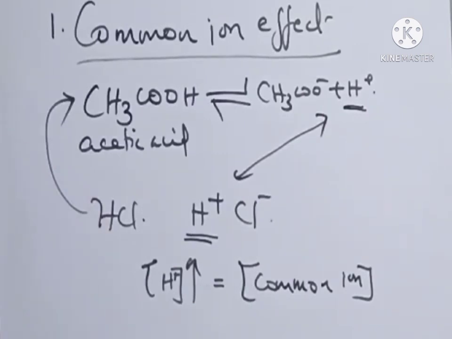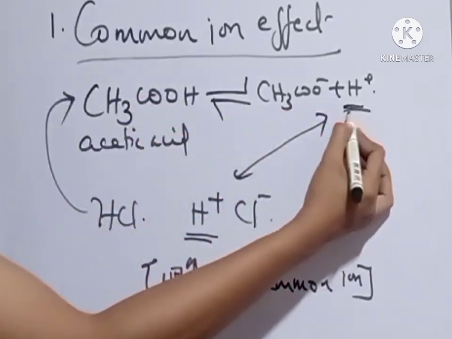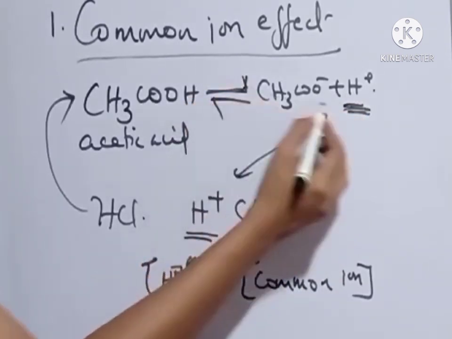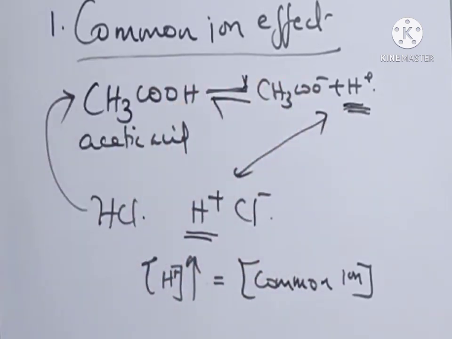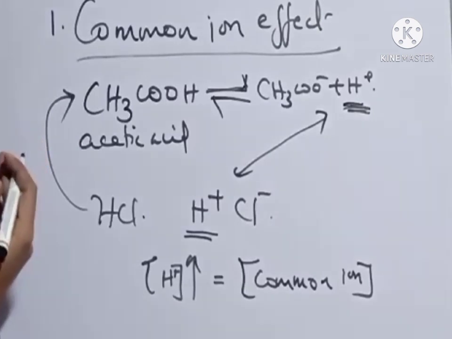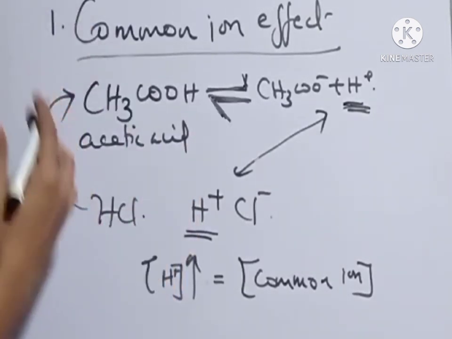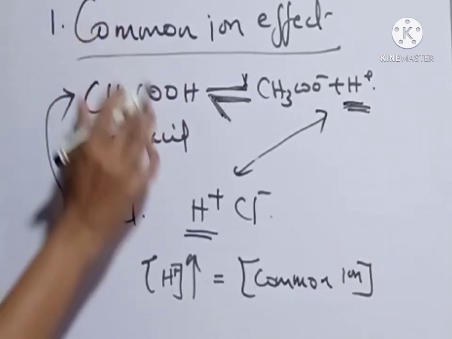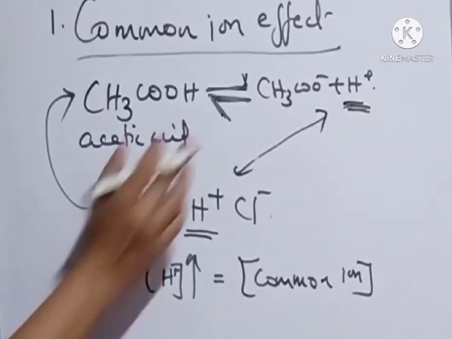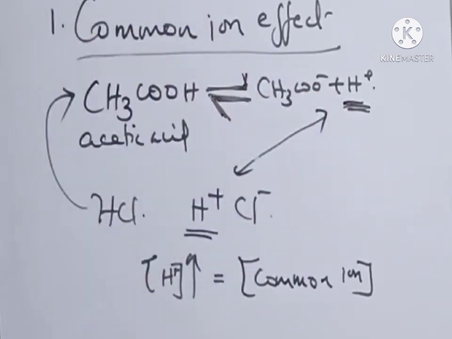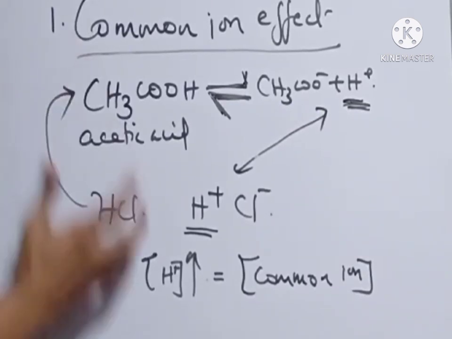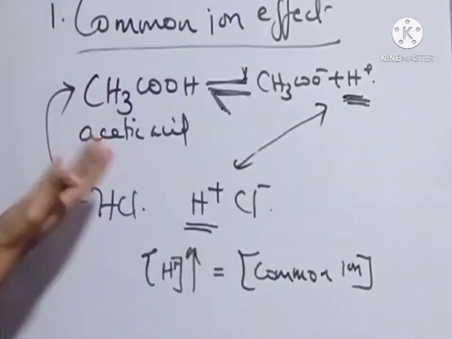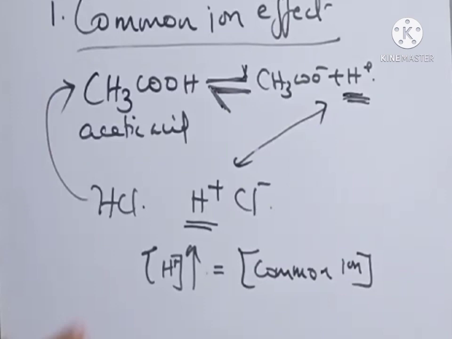Since the concentration of H plus ions increases, the equilibrium shifts towards the left side. That is, the backward reaction occurs at a faster rate. So the dissociation of CH3COOH will be suppressed by the increasing concentration of H plus ions. That is what happens when we add a strong electrolyte into a weak electrolyte: the equilibrium shifts backwards and the dissociation of the weak electrolyte is suppressed.